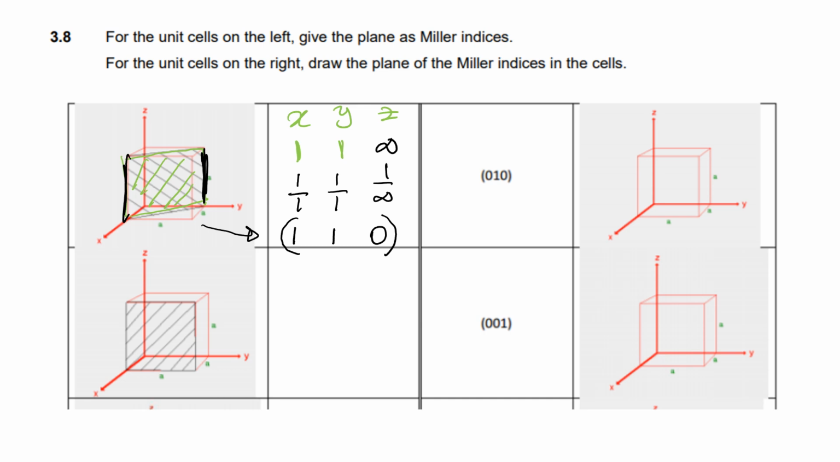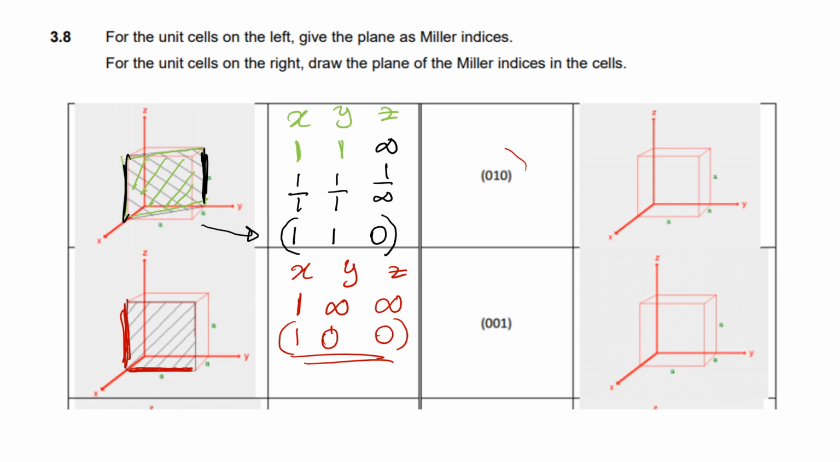Can you do the second one, please? What do we get for the second one? 1, 0, 0. X, Y, and Z. X is cutting at where? You all agree with that? X is cutting at 1. Y, is it cutting at Y? Never cutting, so infinite. And Z is infinite as well. So you can see one side is parallel to Y and the other side is parallel to Z. So they are not cutting at all. So 1 over infinity is 0, 1 over infinity is 0. Then you take the reciprocal of that, and that will be 1, 0, 0. Are we good?